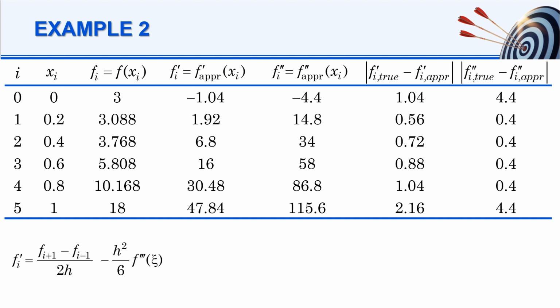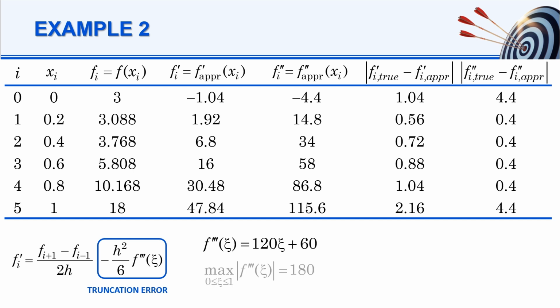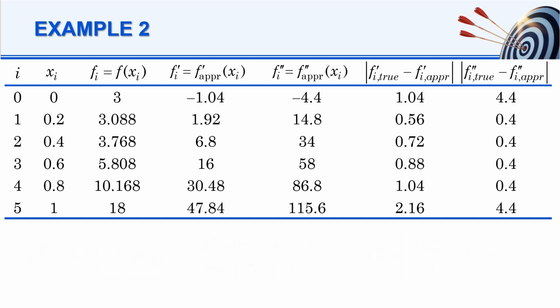The truncation error for the first derivative involves the third derivative of f(x), which is 120 xi plus 60. Its maximum value occurs at xi equals 1, which is 180, in which case, the maximum magnitude truncation error becomes 1.2. We note that for the interior points, the true errors are in fact less than 1.2. We leave it to you to find the truncation error for the endpoints.